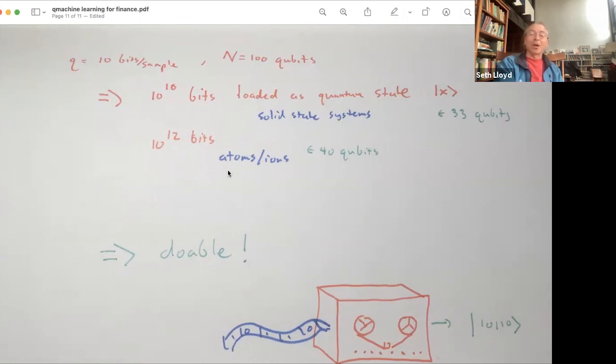For atoms or ions, you can get a lot more. I mean, you can get 10 to the 12th bits, even more. You can get a terabyte into these systems right now. So that's a fair amount of information.